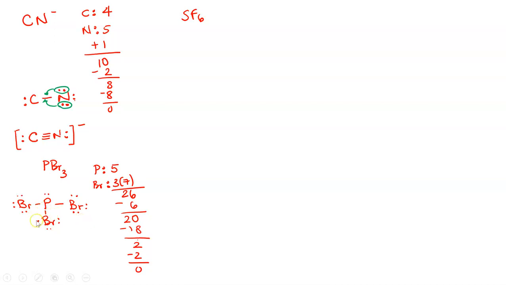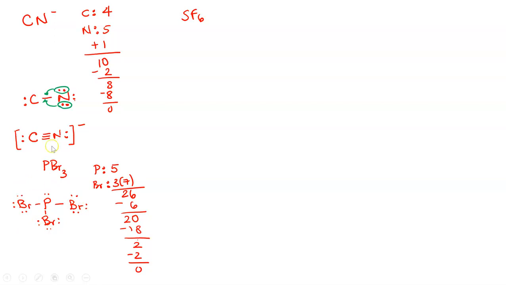Then we start putting our bonds in here. So 2, 4, and 6: 6 electrons used to make 3 bonds. I subtracted 6, leaving 20 electrons. Then you start putting your lone pairs, starting with the outer atoms first to complete the octet. So 2, 4, 6, 8, 10, 12, 14, 16, 18 electrons around the bromines. That leaves me with 2 electrons. The octets for the bromines are good. Phosphorus is missing a pair of electrons, so we put that lone pair on the phosphorus, subtract the 2, and we're down to 0. So this was the structure for PBr3.